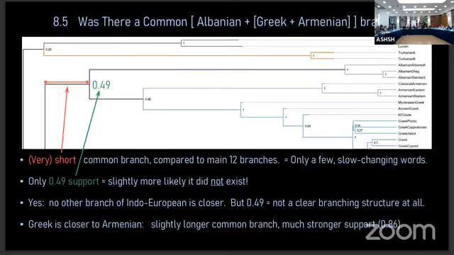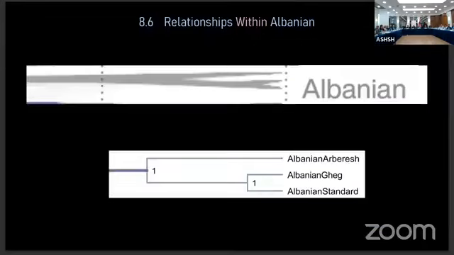So again, the danger of inferring things from this tree is that you've got to look at the numbers and see whether they're even anywhere near one, let alone 0.49. The earliest branches are 0.23, 0.21, and so on for the deepest nodes. Within Albanian, then, we have these three branches. And again, this was sort of not the result we were expecting.